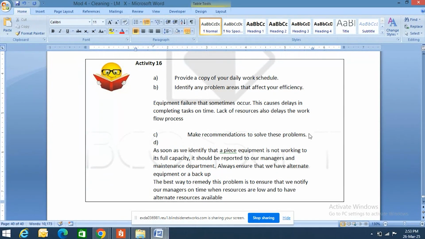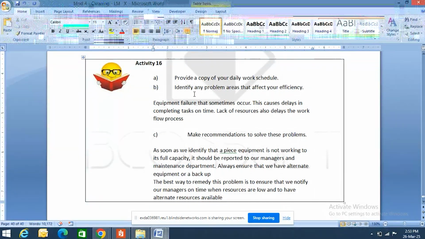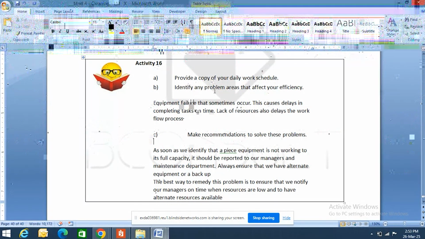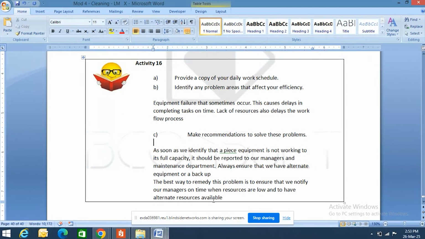Okay, please take it. Sorry, this is the last activity. I told you that you have to draw up your own work schedules for each hour of the day, what you are all doing. And then identify any problems that affect your efficiency. So this is the answer. And then make recommendations. And this is the answer, guys. It's two paragraphs. I only realized now that the screen was not sharing.